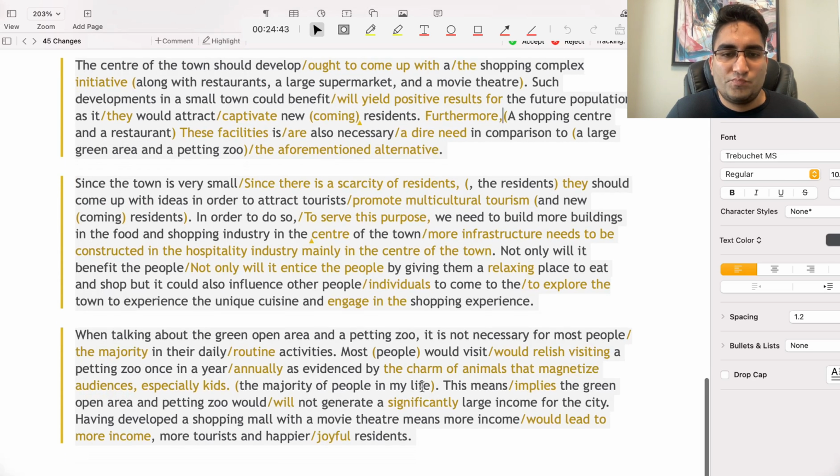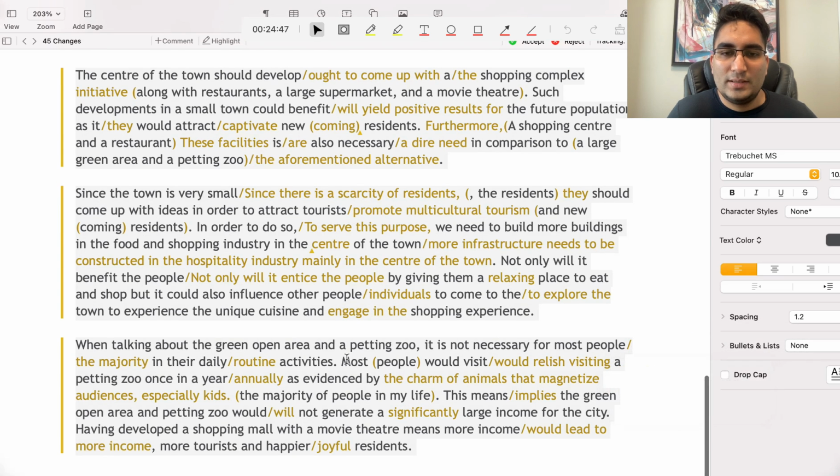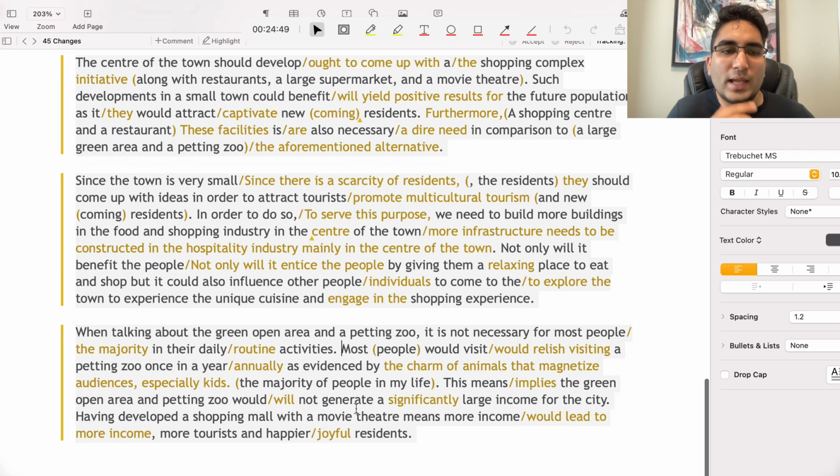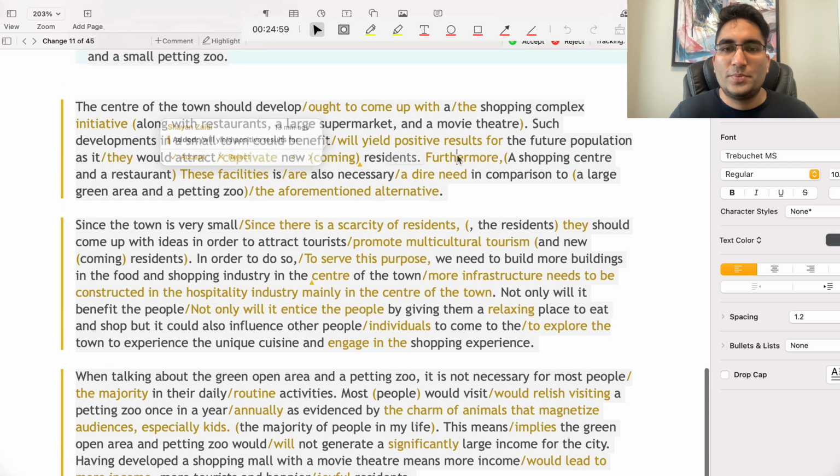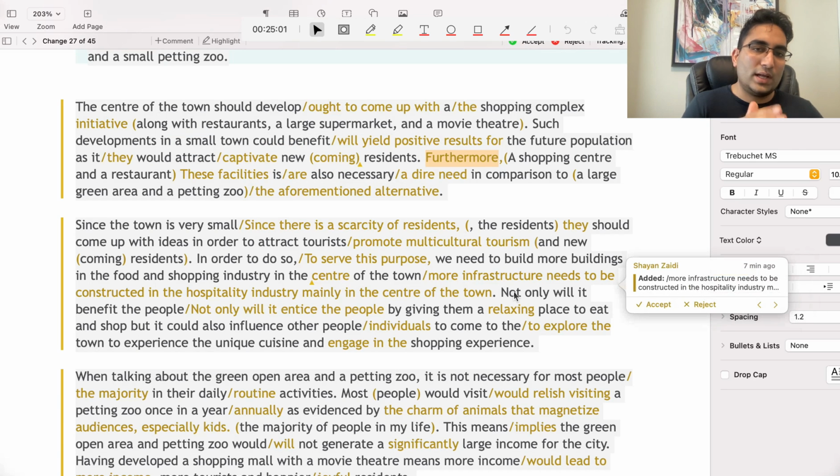Otherwise, this means, this implies, yeah, otherwise, you know, or what about this one? Okay, in their daily activities, most people would visit, as evidenced by... I want to say for example, but she said as evidenced by, so it's okay. I'll leave it. I think that's a good place to put one connector, at least have one.